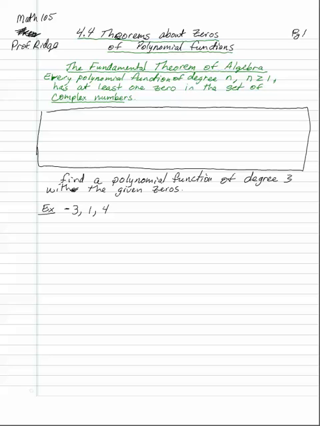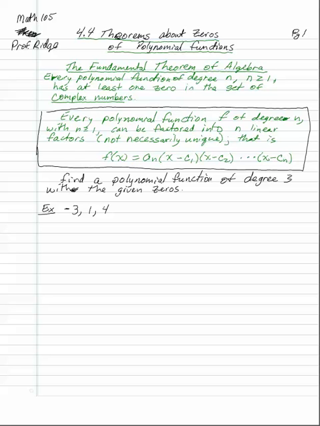And we can take this further and actually find n zeros of the function. So that implies that every polynomial function f of degree n, with n greater than 1, can be factored into n linear factors. And again, not necessarily unique because you can have multiplicity. So another way to say this, we can write f of x is equal to a sub n times x minus c1 times x minus c2 dot dot dot x minus cn.